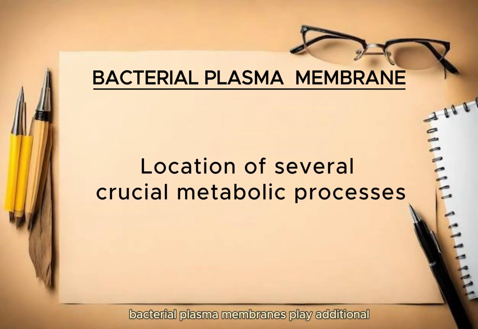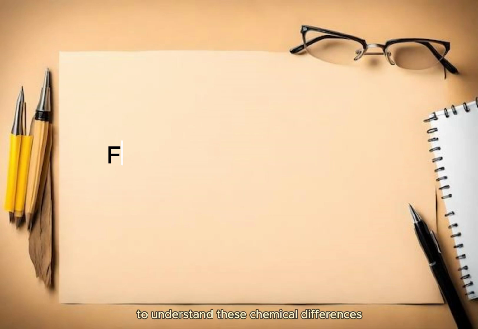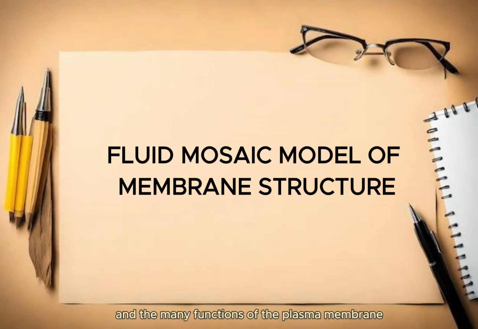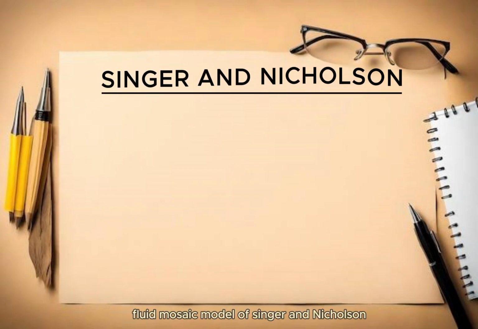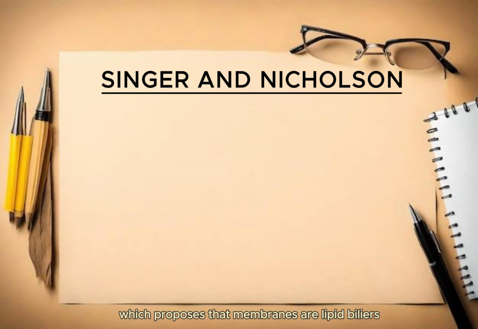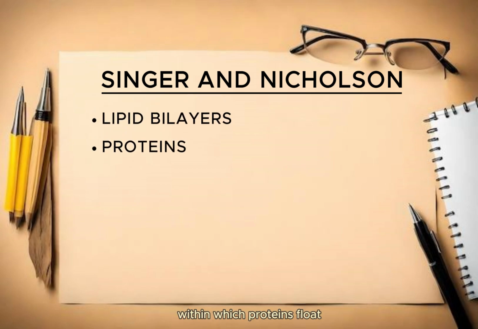Bacterial plasma membranes play additional critical roles. They are the location of several crucial metabolic processes: respiration, photosynthesis, and the synthesis of lipids and cell wall constituents. To understand these chemical differences and the many functions of the plasma membrane and other membranes, it is necessary to become familiar with membrane structure. The most widely accepted model for membrane structure is the Fluid Mosaic Model of Singer and Nicholson, which proposes that membranes are lipid bilayers within which proteins float.